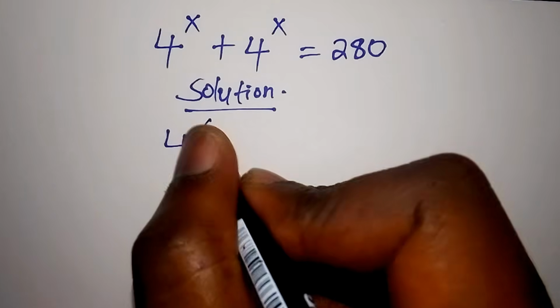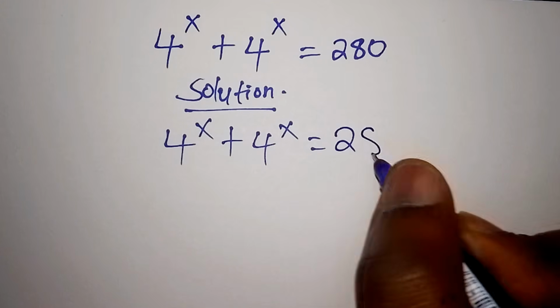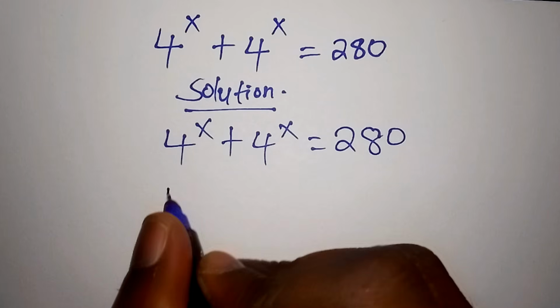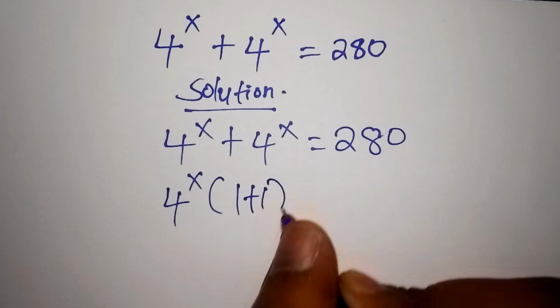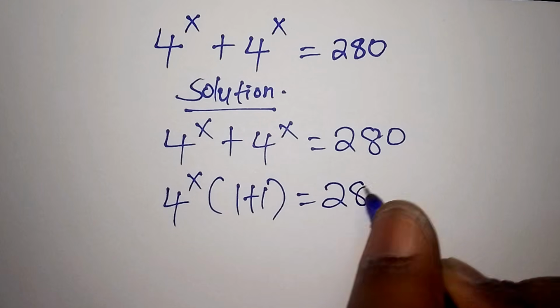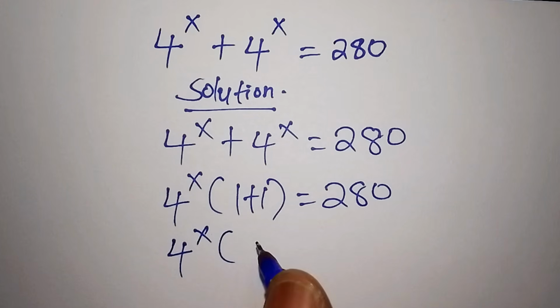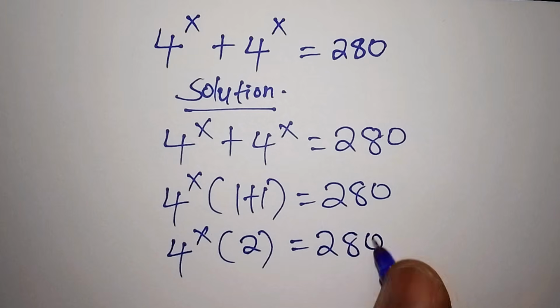So we have 4 to the power of x, plus 4 to the power of x is equal to 280. The first thing that you need to do is to factorize it. So we have 4 to the power of x into bracket 1 plus 1, equals 280. We shall work out the number inside the bracket. So 4 to the power of x into bracket 1 plus 1, which is 2, is equal to 280.